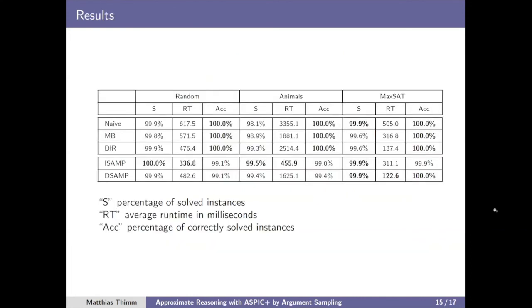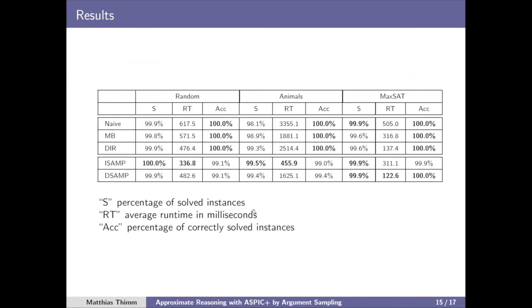So let's look briefly at the results for the remaining 1.5 minutes. What I want to highlight here, so you see here for the 3 different data sets, random, animals, and MaxSAT, the first 3 lines are the complete baseline methods, and below are our 2 approaches. You see here the percentage of solved instances, the runtime in milliseconds, and the accuracy. Of course, the complete solvers all have an accuracy of 100%. Accuracy meaning how many of the answers are correct; because they are complete, they are always correct.